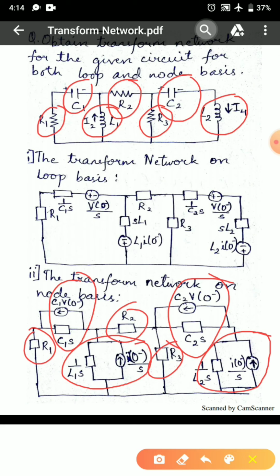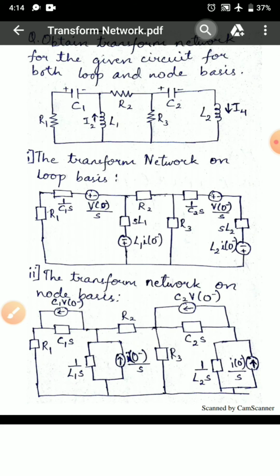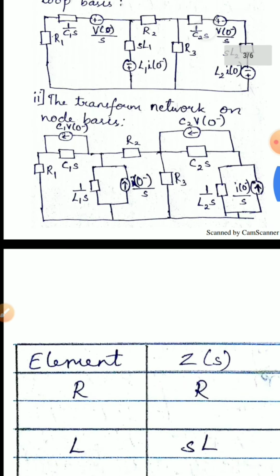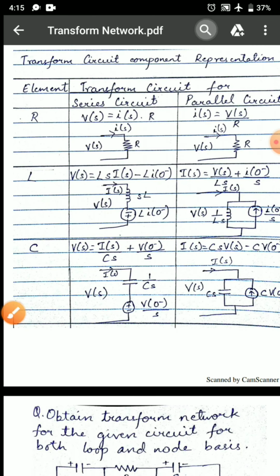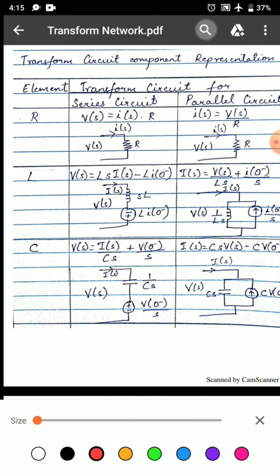Here we consider initial voltage and current in the circuit. Now, when we have questions where we can consider initial voltage and current as 0 for inductor and capacitor, we need not assume these initial voltage and current. So we can straight away replace an inductor as S into L. For a capacitor, we can replace it as 1 by Cs.